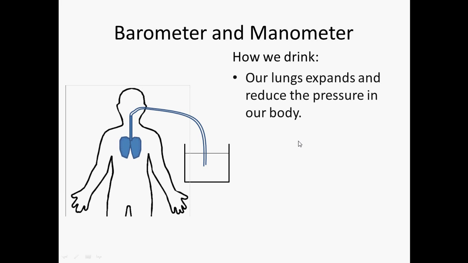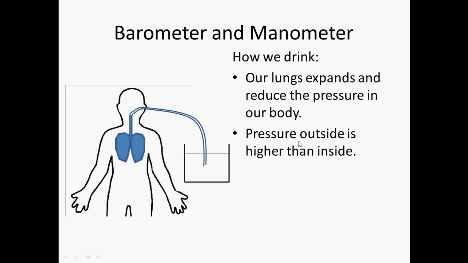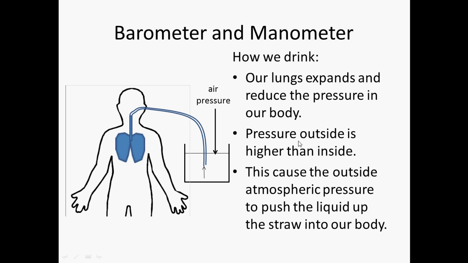First of all, when we drink, we expand our lungs. So when we expand our lungs, we reduce the pressure in our body because there is less air inside a larger space. So the pressure outside is now higher than the pressure inside our body. In other words, the air pressure outside is higher, so it exerts extra pressure from the outside, pushing the liquid down the straw and into our body.